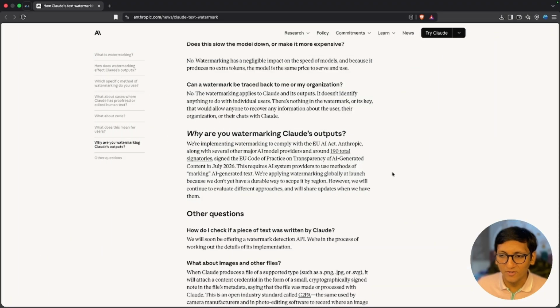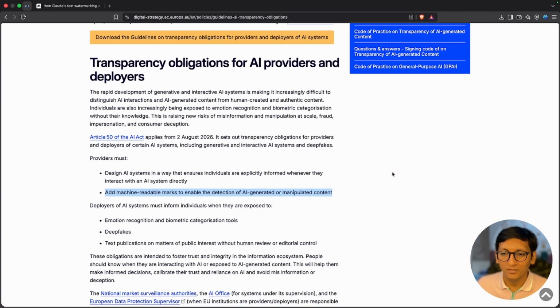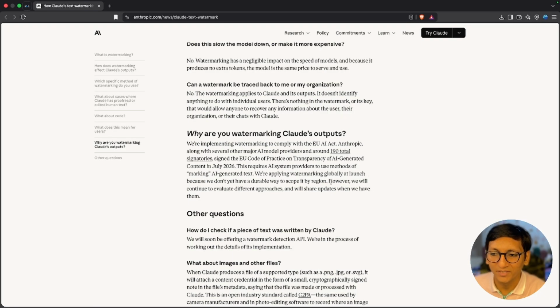The short answer is EU AI Act regulation. Article 50 of the EU AI Act applies from 2nd August 2026, and it clearly mentions that providers must add machine-readable marks to enable the detection of AI-generated content. Anthropic mentions that they are launching the watermarking globally because they don't have a durable way to scope it by region. This explains the timing, but it does not explain the mechanism behind it.